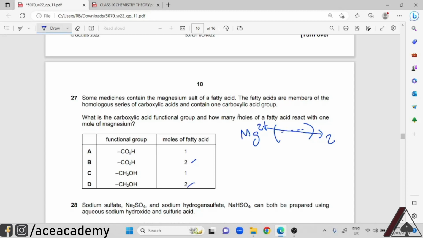And we know that for carboxylic acid the functional group is CO2H, because of this part the functional group is CO2H. So this is the answer.